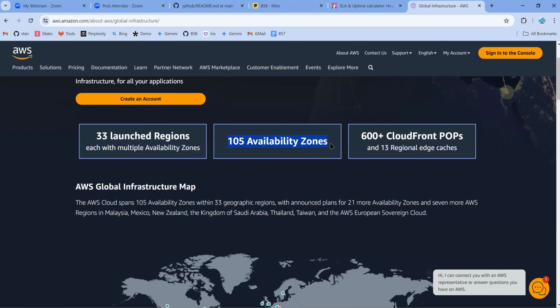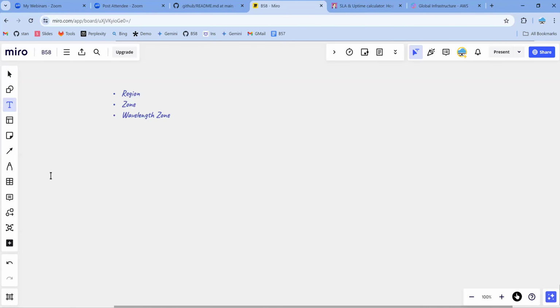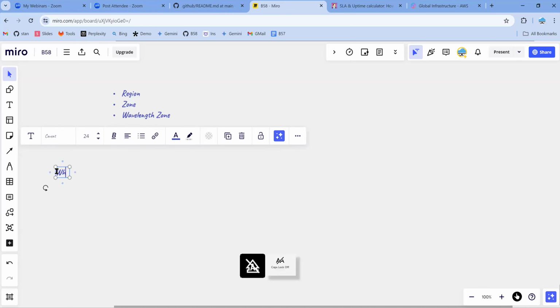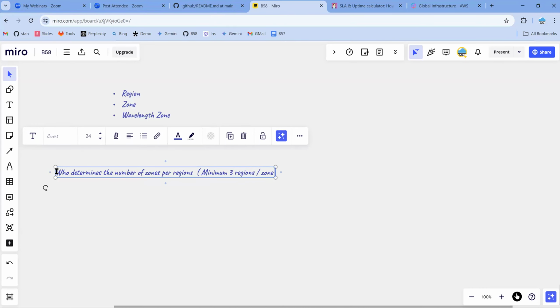Now who determines how many availability zones? Who determines the zones count? Who determines the number of zones per region? Minimum 3 zones per region would be there. I'm referring to it as a zone, but typically it's referred to as an availability zone.